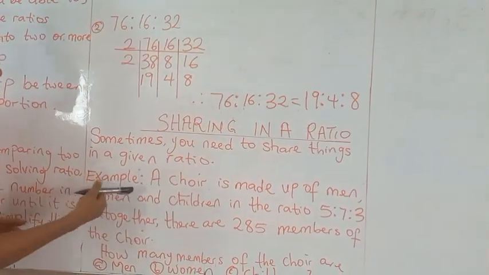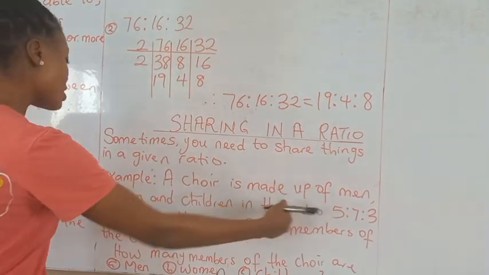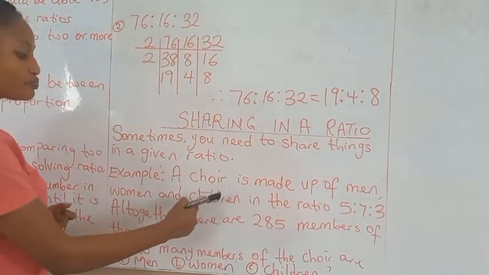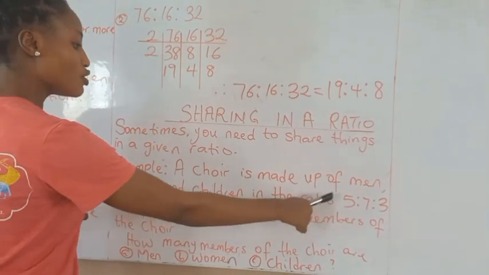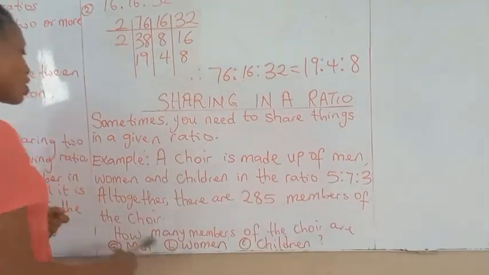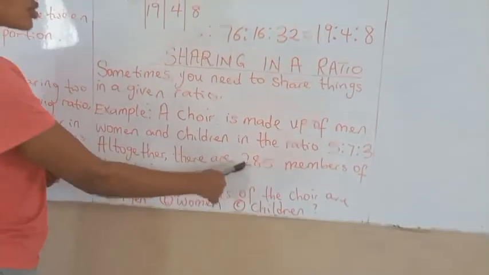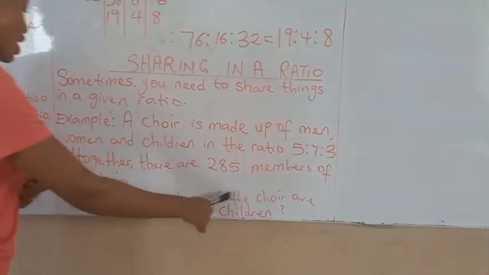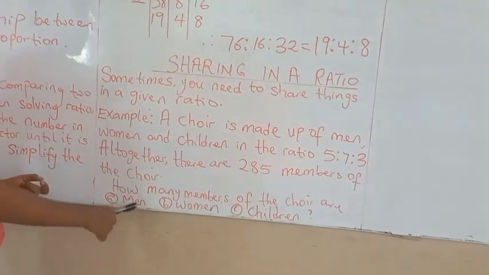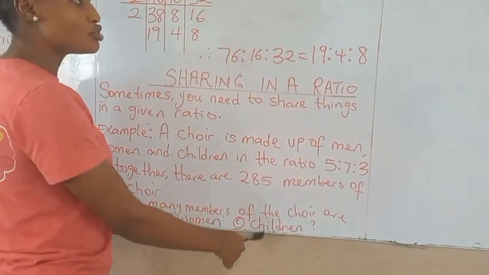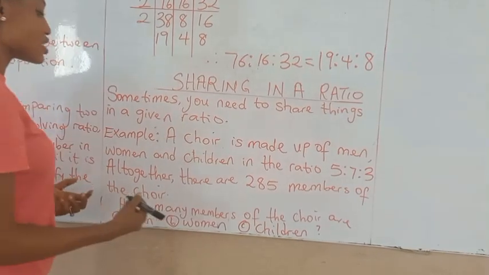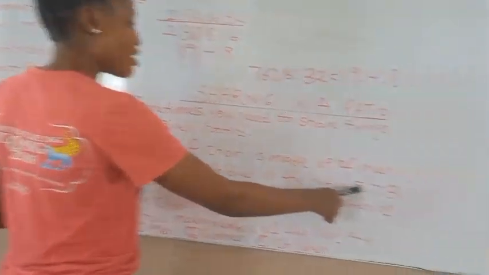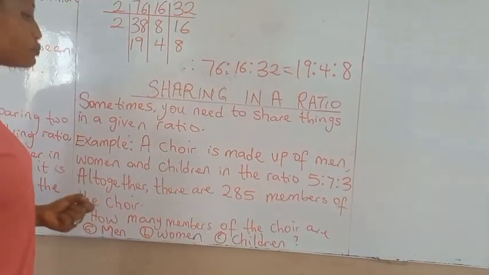So, an example says, a choir is made up of men, women, and children in the ratio 5 ratio 7 ratio 3. Altogether, there are 285 members of the choir. How many members of the choir are A, men, B, women, and C, children? We have to divide this in a given ratio. We have 5, ratio 7, ratio 3.